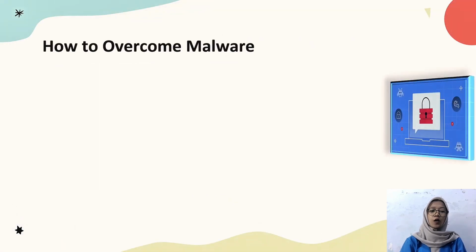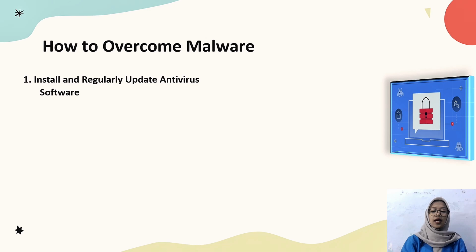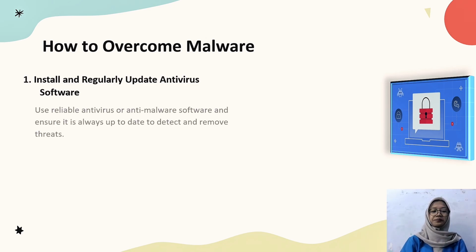Next is how to overcome malware. As I told last time, we can overcome malware. The first is to install and regularly update antivirus software. Use reliable antivirus or anti-malware software and ensure it is always up to date to detect and remove threats.